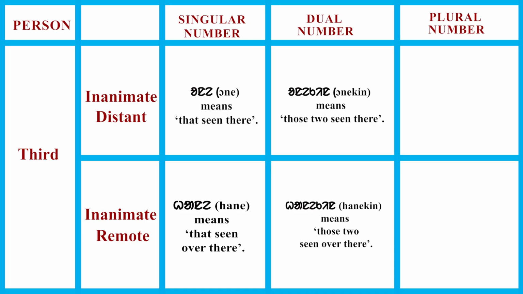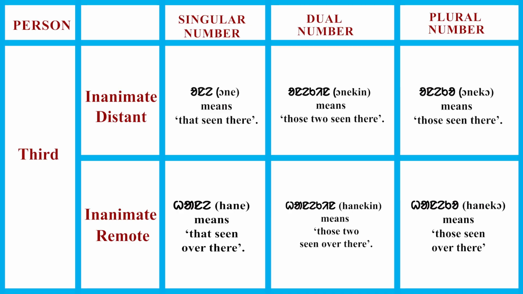Inanimate plural number in distant: Oneko means those seen there. Inanimate plural number in remote: Haneko means those seen over there. Notice that the root forms of these demonstratives are, distant, on, and remote, han.